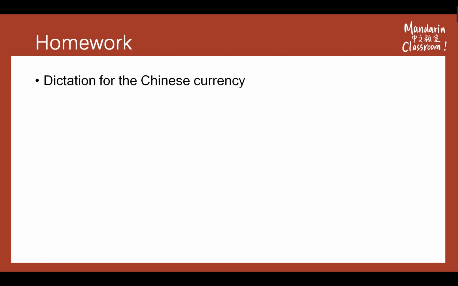Last, there is a homework for you: the dictation for Chinese currency. There are 5 prices. I will read each one twice. You do the dictation, and we will check it at the next class. Are you ready? The first, 5块8, 5块8.